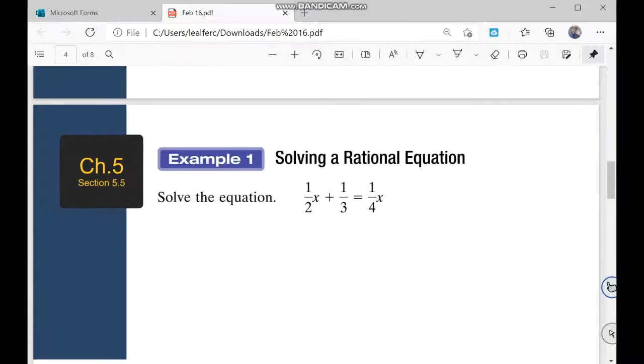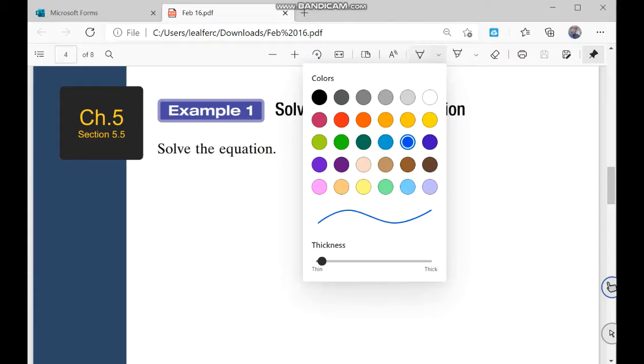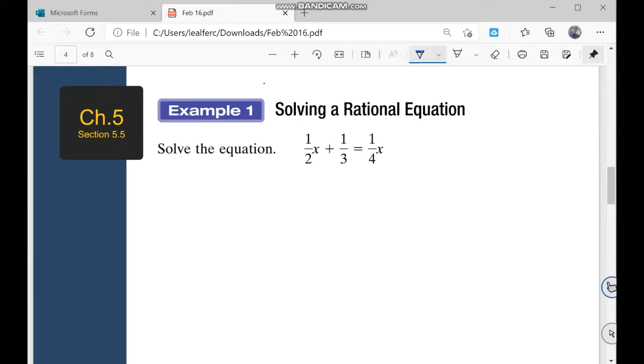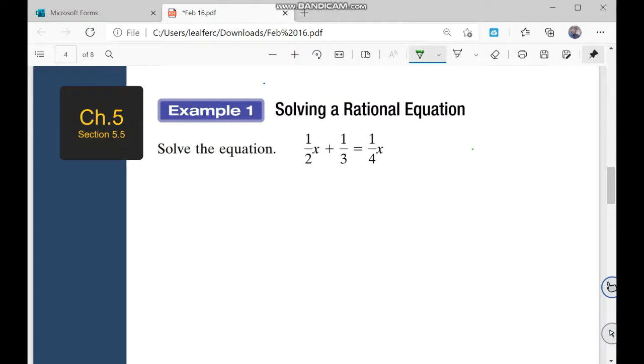Let's go straight to an example. How to solve a rational equation. And check this out. We have 1 over 2x plus 1 over 3 equals 1 over 4x. This is a rational expression, right? And the first step to solve a rational expression is to find the least common denominator.